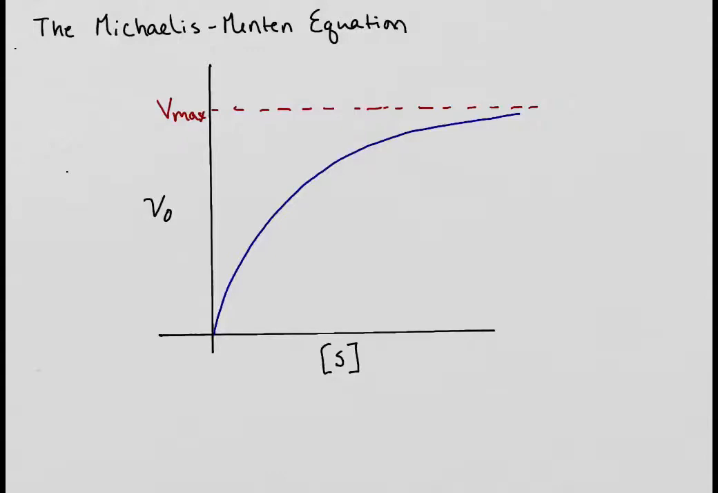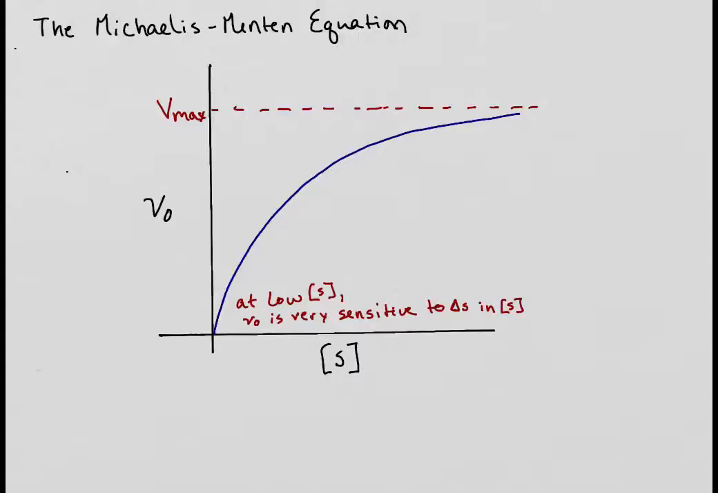First off, let's draw our attention to what is occurring when the concentration of substrate is very, very low. So down here at low concentrations of substrate, notice the initial velocity is very, very sensitive to changes in the concentration of substrate.